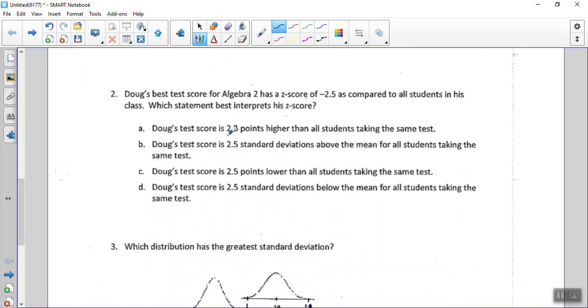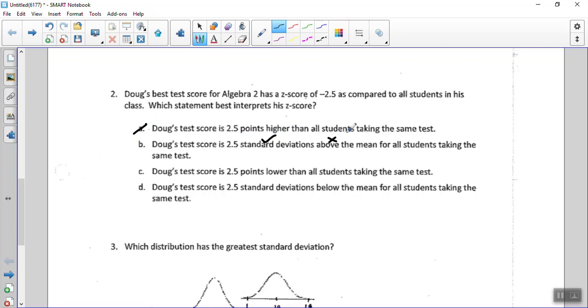Doug's best score for Algebra 2 has a z-score of negative 2.5 compared to all students in his class. Which best represents his z-score? Remember that z-score is counting in standard deviations. So Doug's test score is 2.5 points higher than points. It's not points. Doug's test score is 2.5 standard deviations above the mean.